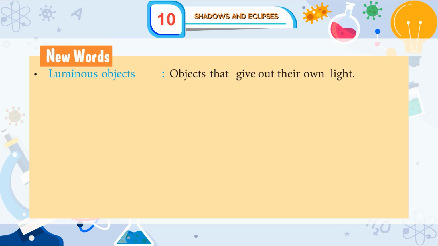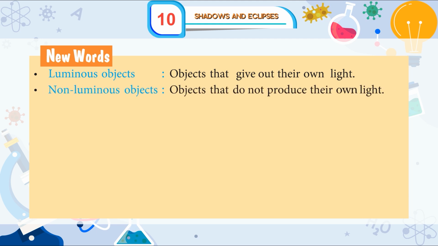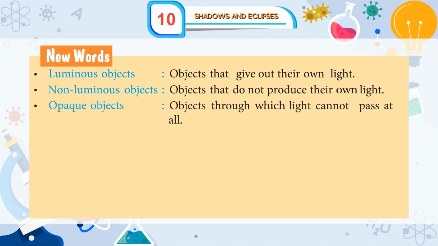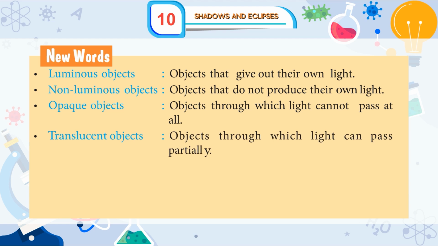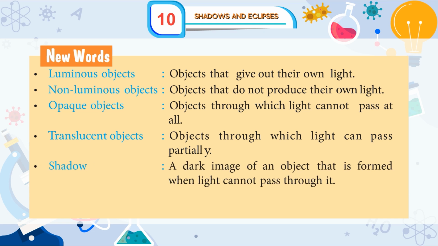Luminous objects. Objects that give out their own light. Non-luminous objects. Objects that do not produce their own light. Opaque objects. Objects through which light cannot pass at all. Translucent objects. Objects through which light can pass partially. Shadow, a dark image of an object that is formed when light cannot pass through it.